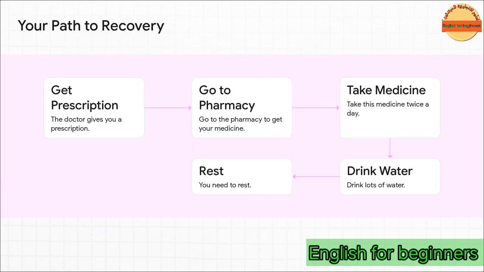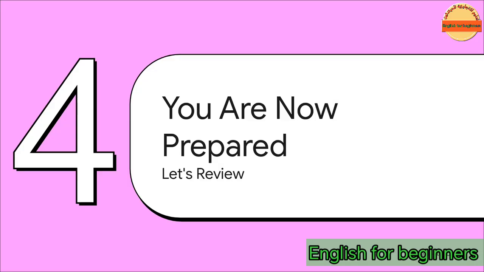So this is basically your checklist for getting better, your path to recovery. It's a really simple plan. You get the prescription paper from the doctor, you take that to the pharmacy, and then you just follow the instructions. Take your medicine, drink lots of water, and get plenty of rest. Easy. So let's just take a step back. In just a few minutes, you've gone from learning some basic words all the way to understanding a full treatment plan. You are so much more prepared now.